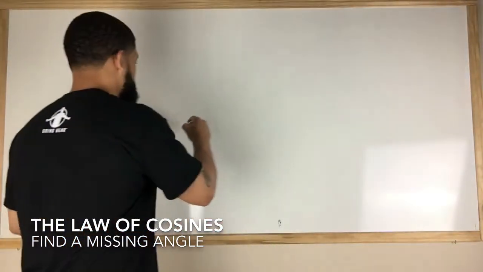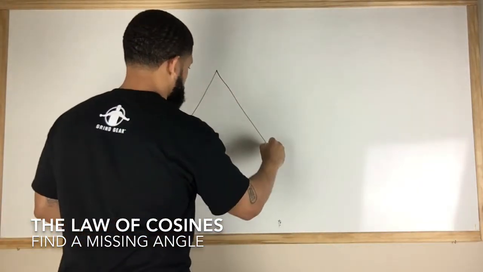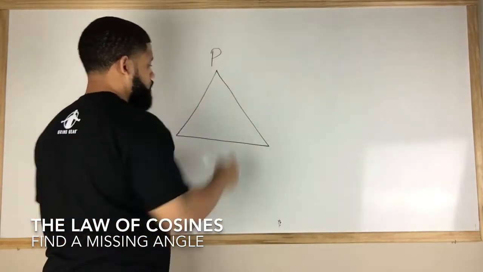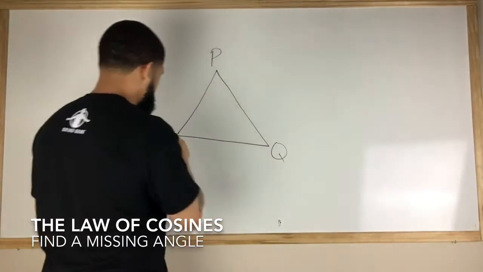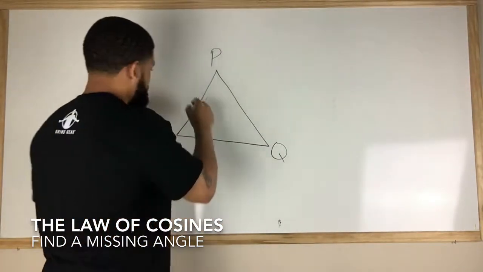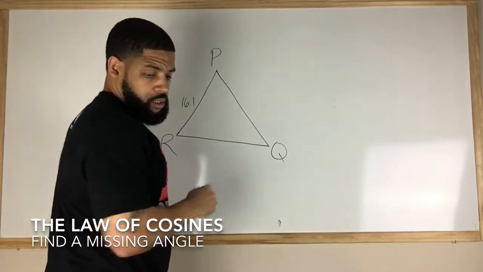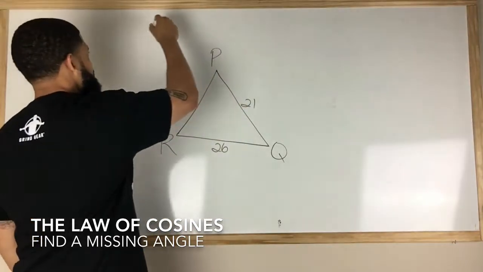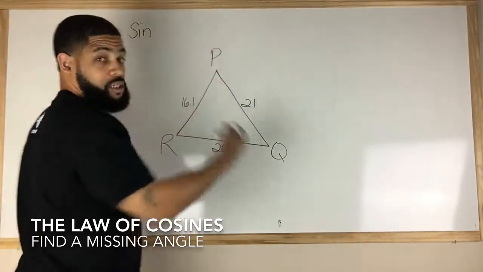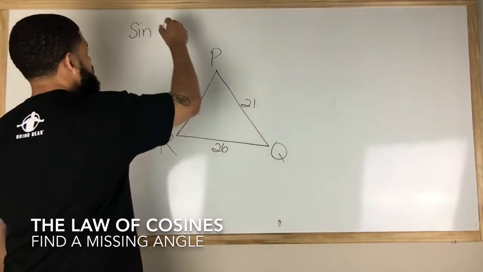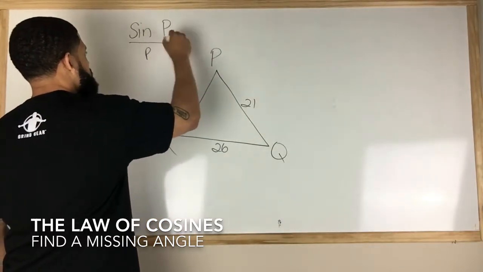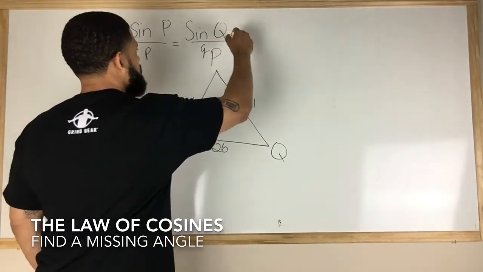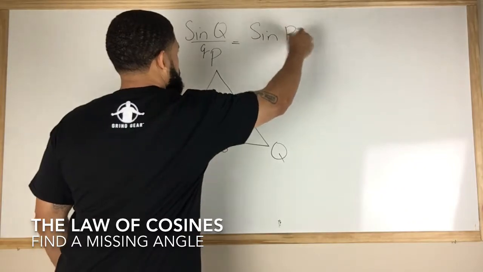So we have this triangle, and once again, it's not drawn to scale. We have P, we have angle Q, and we have angle R. And we have this is 16.1, this is 21, and then we have 26. Now remember, the law of sines tells us that the sine, in this case I'm going to use P, Q, and R, so the sine of P over P is equal to sine of Q over Q is equal to the sine of R over R.